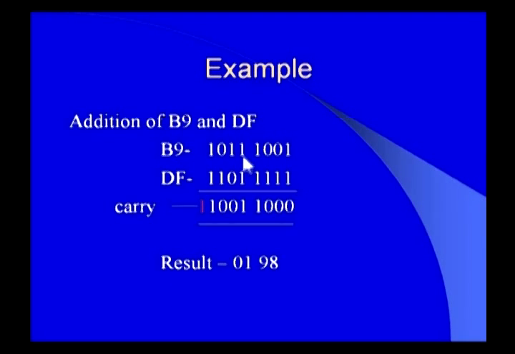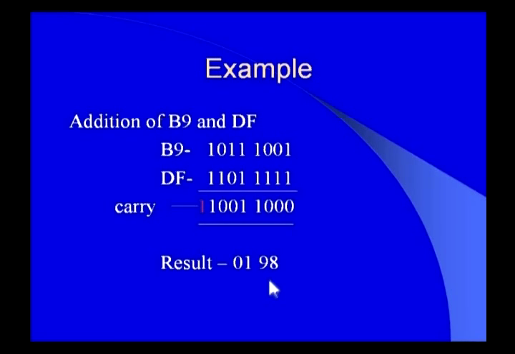For example, if you add the 2 numbers B9 and DF, take B9 as 1011 1001 and DF as 1101 1111. If you add these 2 numbers, you will get 1 0001 1001 0 1, wait, 1 is 0, 0, 0, 1, 1, 0, 0, 1 and carry is 1. So the result is 0198.